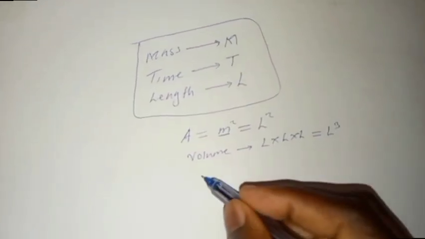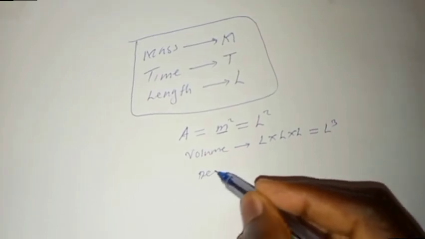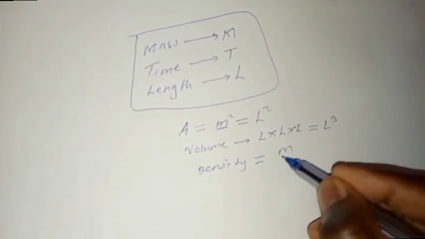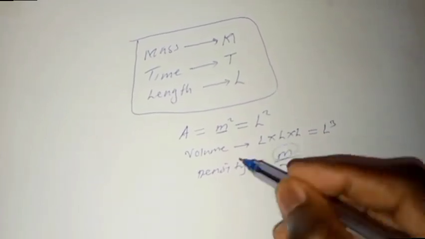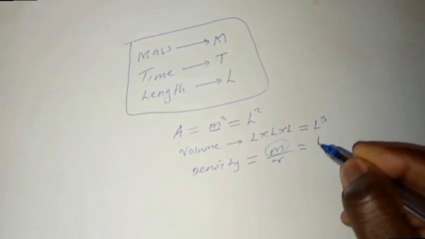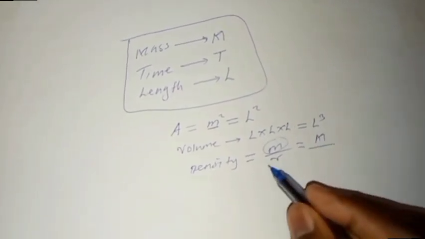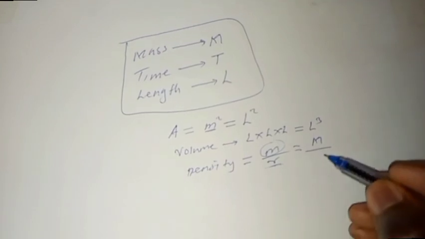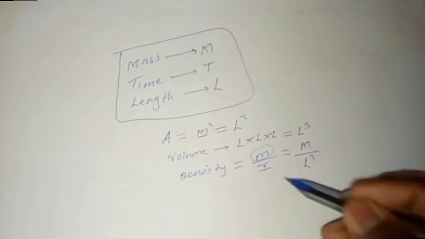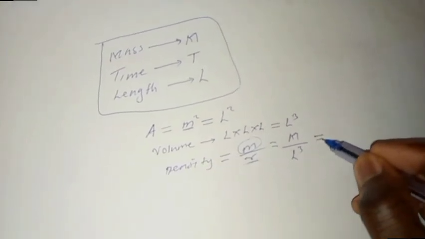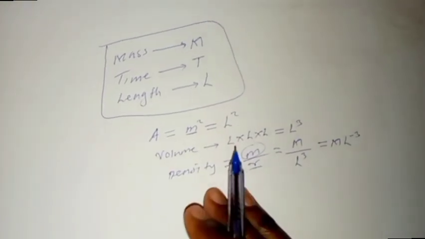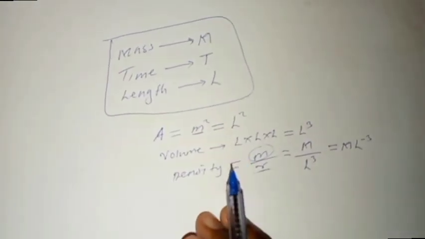Suppose we have density. Density is equal to mass over volume. We know the dimensions for mass, that is capital M. This is going to be M over volume, which has to be L cubed. So the best way of writing this in the form of dimensions is M L to the power -3. So we have a lot of expressions that relate these three quantities.